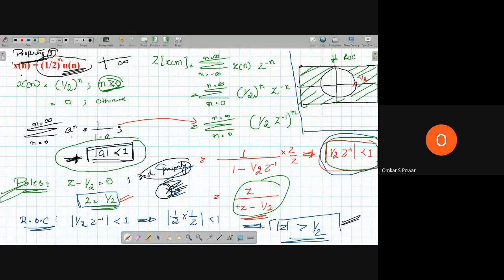Poles: equating the denominator to 0, I got z is equal to half. To get the ROC, I make use of the condition mod a less than 1. So half z to the power of minus 1 is less than 1, then I get mod z is greater than half. First we have to plot the pole and the circle, because it goes according to property number 3. According to property number 3, if your sequence is infinite and right sided, then your ROC lies outside the outermost pole. So we have got the condition mod z is greater than half, and we have got our ROC. Similarly, we will solve some other problems here.